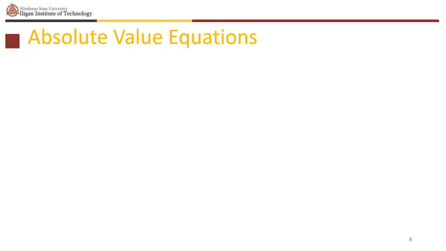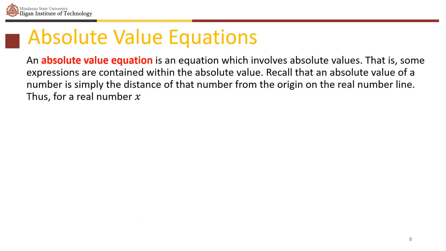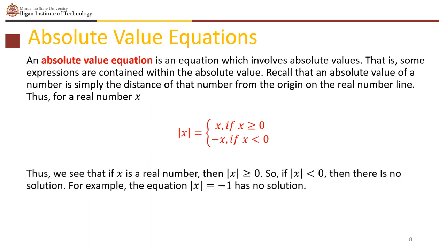An absolute value equation is an equation which involves absolute values. That is, some expressions are contained within the absolute value. If you recall, the absolute value of a number is simply the distance of that number from the origin on the real number line. Thus, for a real number x, the absolute value of x is defined as follows. That is, the absolute value of x equals x if x is greater than or equal to 0, negative x if x is less than 0.